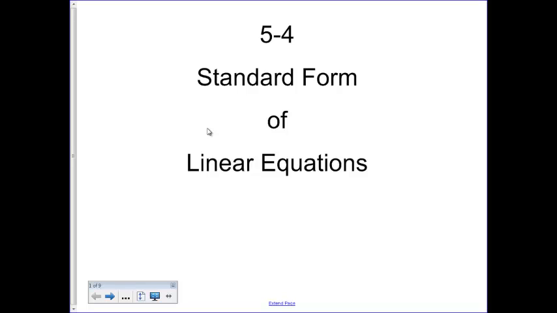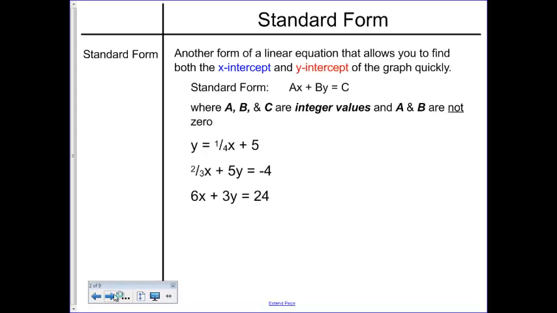Hello and welcome back. These will be the notes for 5.4, standard form of linear equations. There is a PDF available on the website if you'd like to print it out and follow along. First thing I'm going to talk about is what is standard form.